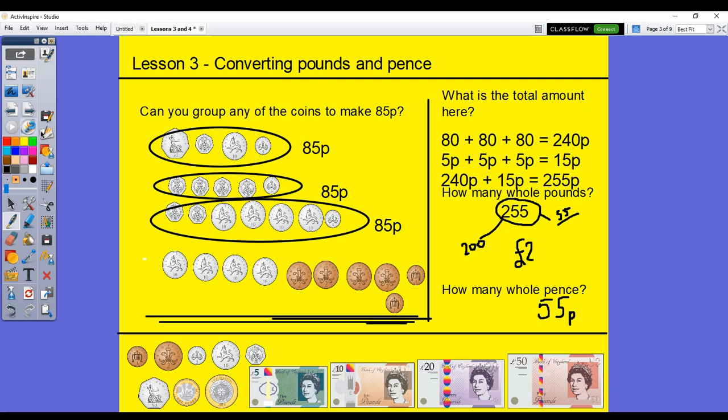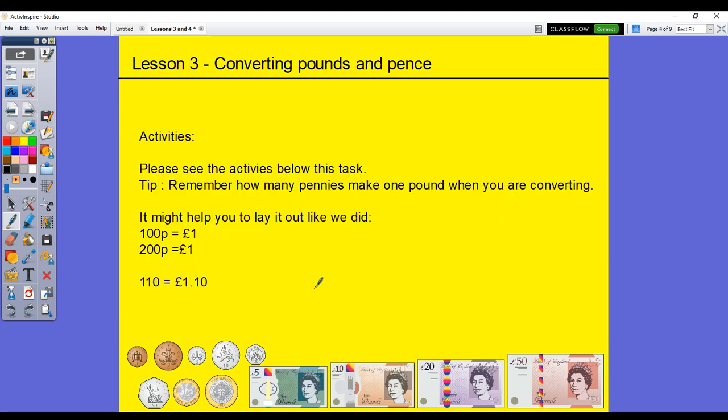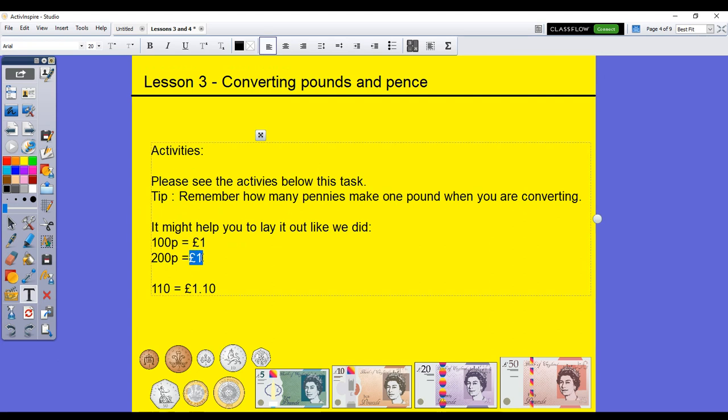If you write this on your piece of paper, then that might really help you with your activities. If you work out how many pence are in a pound, that might really help you. Your activities today are below this video. Remember how many pennies make £1 when you are converting. That's what you need to remember. And like I said, Mrs. Boy's made a mistake. It will help you if you write this out.